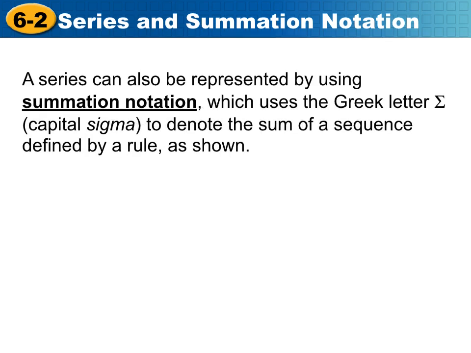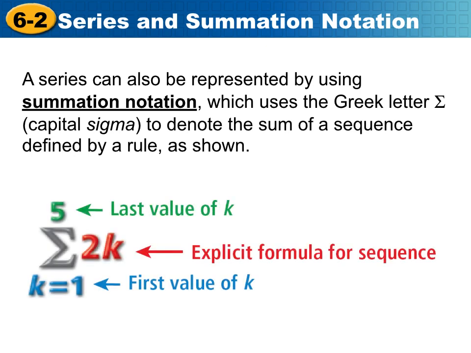A series can also be represented by using summation notation, which uses the Greek letter capital sigma to denote the sum of the sequence defined by a rule, as shown. So here you see capital sigma. Underneath it you have k equals 1, that's the first value of k. Above it you have 5, that's the last value of k. And right next to it you have 2k, which is the explicit formula for the sequence. So this entire thing is called a series.